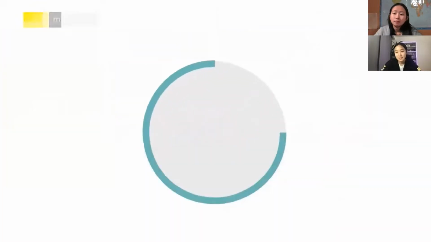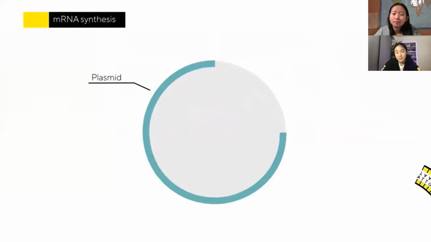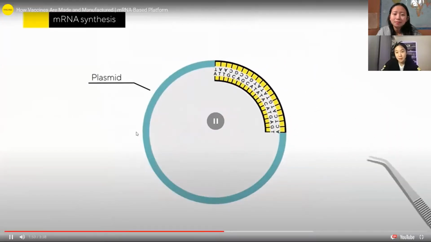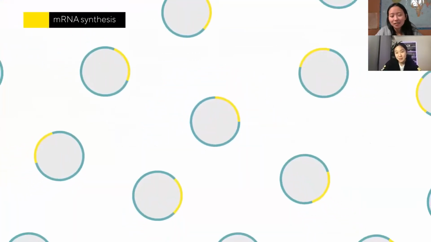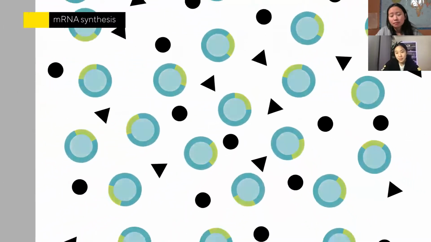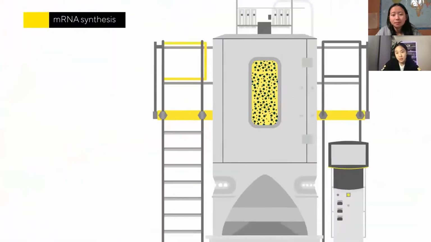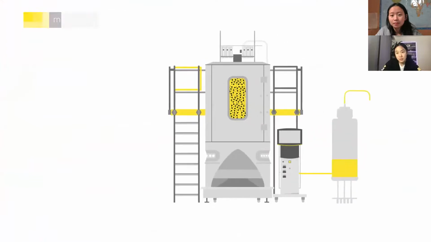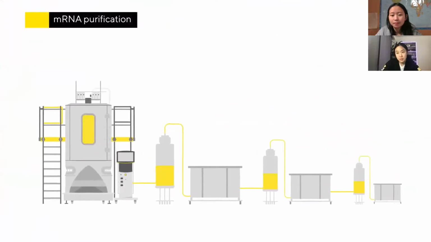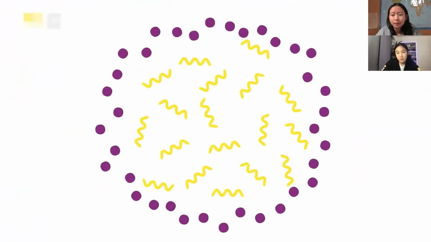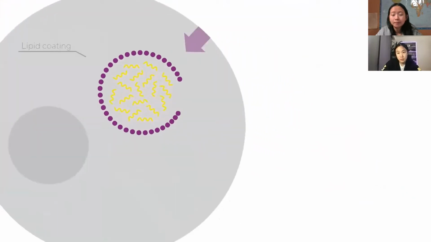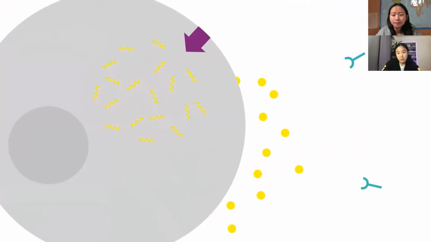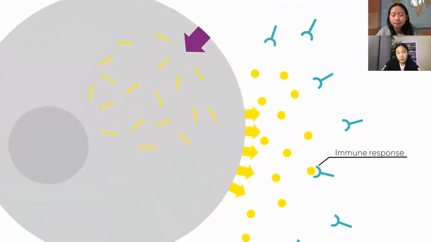To create the synthesized mRNA, scientists insert the sequence corresponding to the mRNA Recombinant plasmid into a plasmid, a small DNA molecule within a cell that can replicate itself. This plasmid is put into a reactor where an enzymatic reaction triggers the synthesis of the mRNA. The synthesized mRNA is then purified and encapsulated in a lipid nanoparticle. The lipid coating enables the mRNA to reach our cells where protein production takes place, triggering the immune response.